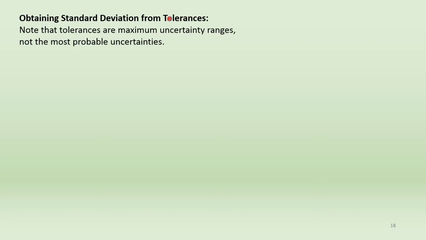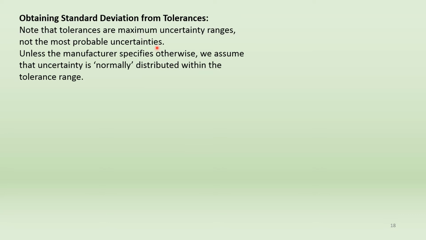So we want to obtain a standard deviation from the tolerance. Remember that the tolerances are the maximum uncertainty ranges. They're not the most probable uncertainties. Now, unless the manufacturer specifies otherwise, we would assume that the uncertainty is normally distributed within the tolerance range.